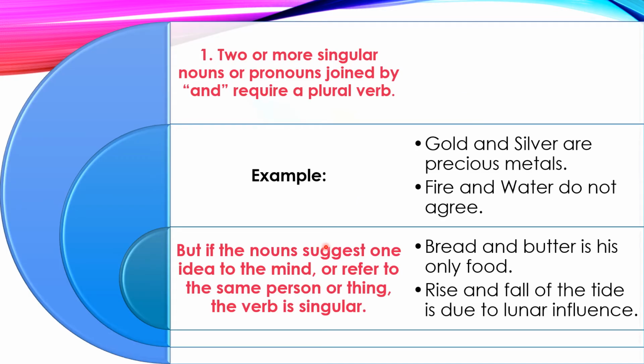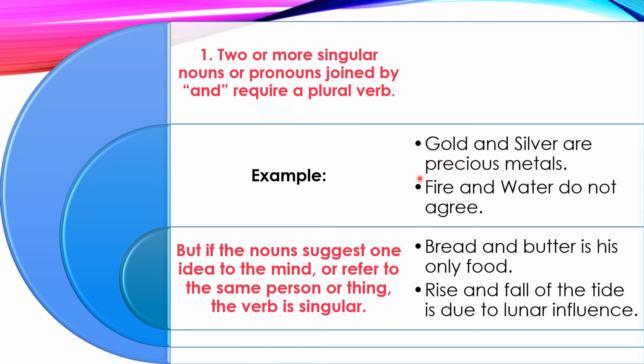Subject-verb agreement is about rules. So if you master all these rules that we are going to cover in this video, then I guarantee you that this topic will become a piece of cake for you. So let us start with our first rule, and this rule says two or more singular nouns or pronouns joined by and require a plural verb. So let us understand this through examples.